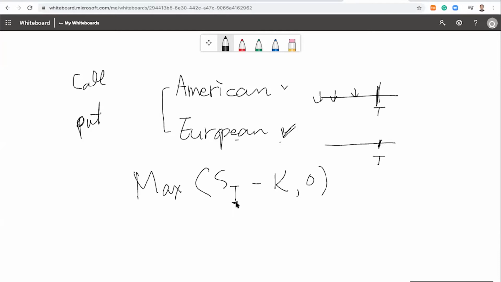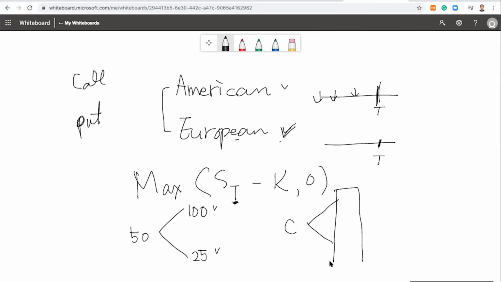So if I draw the current situation with the numbers, we can say that the current stock price is 50, and then it can go up to 100, or it can go down to $25. And then you have an option here, and that option price also can go up or down depending on the outcome of the stock price, because this is the maturity date of the option.